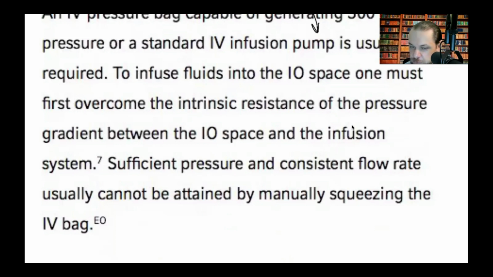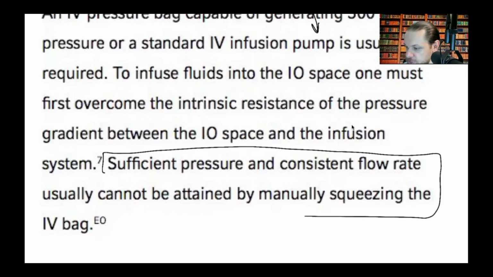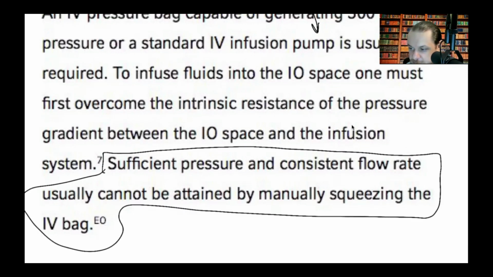The one thing I also want to say is that if you have someone squeezing the bag, this will not attain consistent flow. And that makes sense, right? Let's say I'm on scene, I'm the EMT, you're the paramedic, and you say, all right, I put an IO, here's a bag, squeeze it with your hands. Initially I may have the strength to do this, but as the cardiac arrest proceeds, I'm getting tired, I'm not squeezing at the right pressure, so you may not have consistent flow.